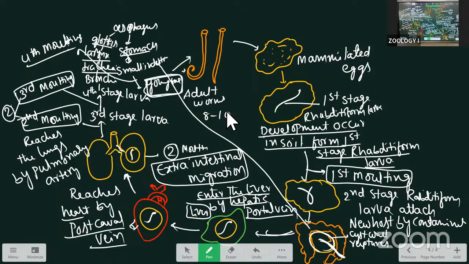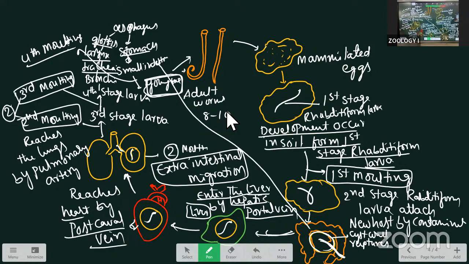Next, the structure we also discussed. The structure is important in this question. The diagrams of the Ascaris adult worms are important, and the next diagram, mammillated eggs. Next, the life cycle. This is about the life cycle of Ascaris.